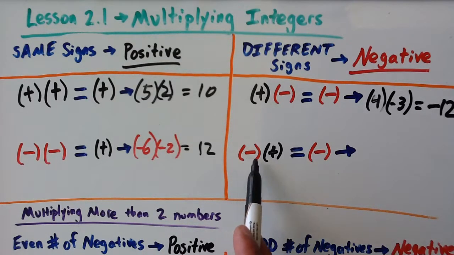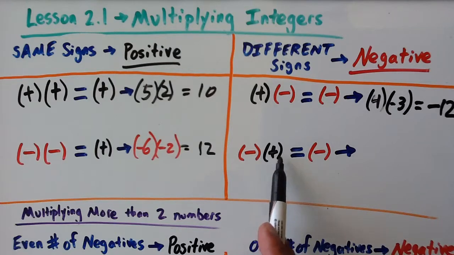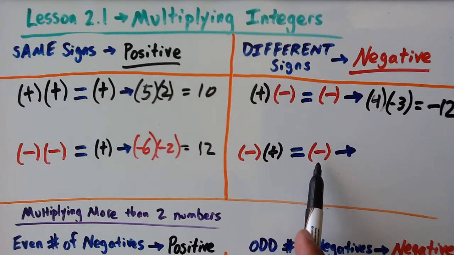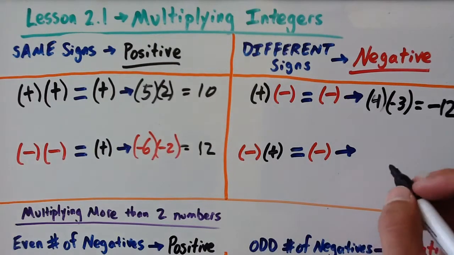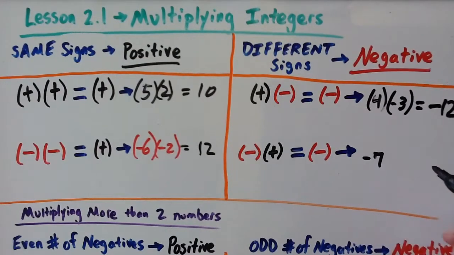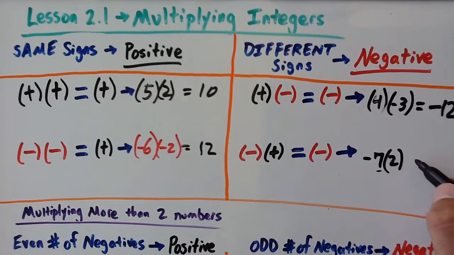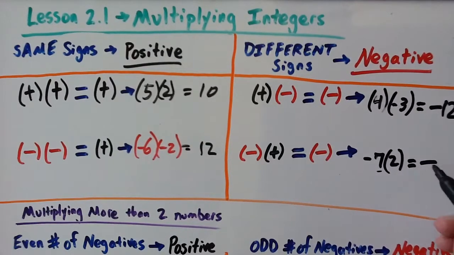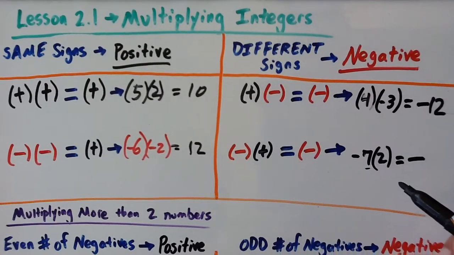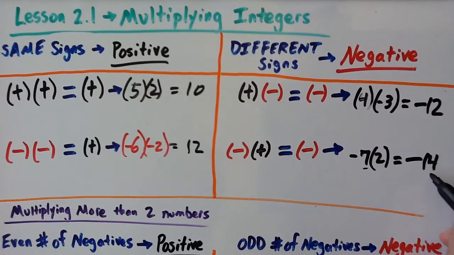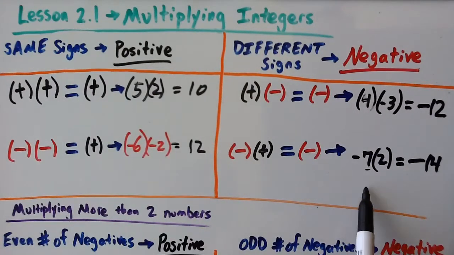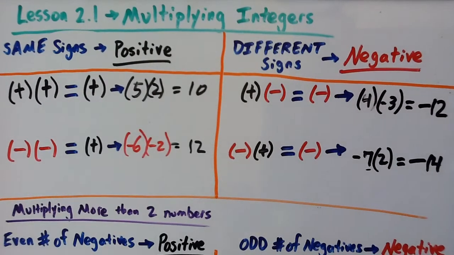We could also have a negative times a positive. A negative times a positive would give us a negative product. So something like negative 7 times positive 2. They have different signs, so my answer will be negative, then whatever 7 times 2 is. That is 14. So negative 14. And give me a second example on that line.